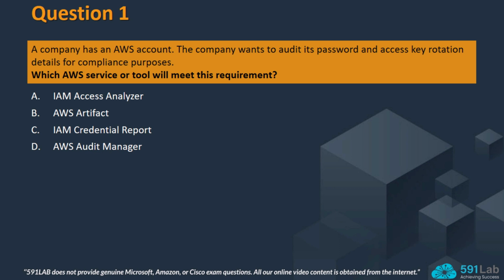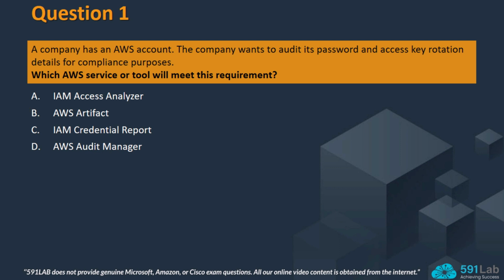IAM Access Analyzer is used for analyzing resource access policies to help identify and remove unintended public and cross-account access. It is not specifically designed for auditing password and access key rotation, so this is not the correct answer. Option B, AWS Artifact. Artifact is a portal that provides on-demand access to AWS compliance reports. While it includes various compliance reports, it does not specifically focus on password and access key rotation details. This one is also not the correct answer.